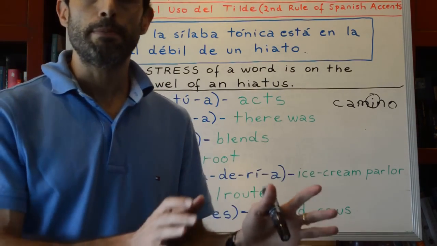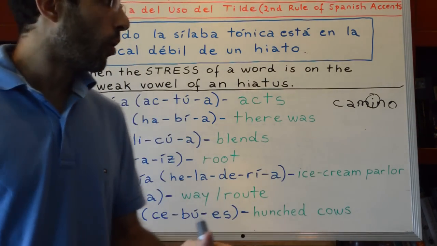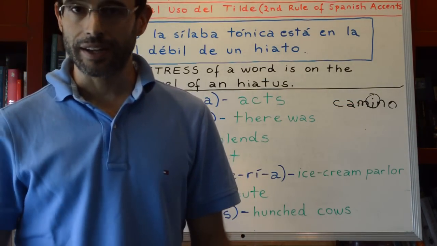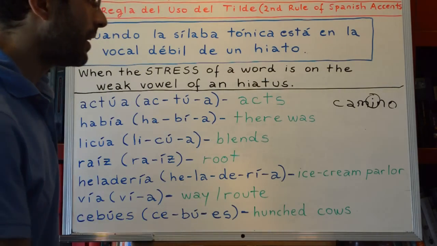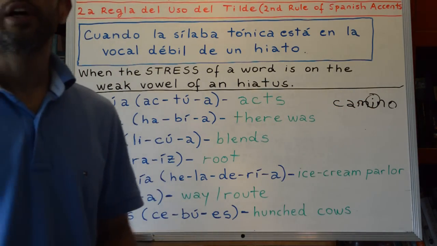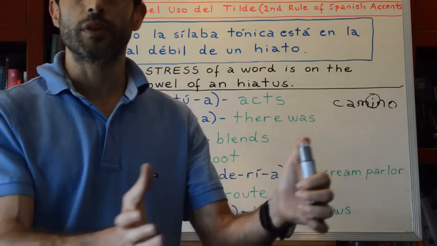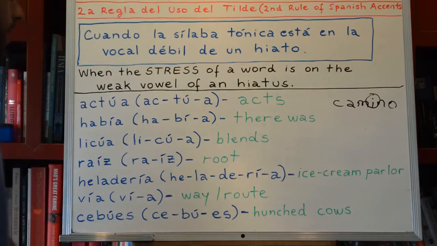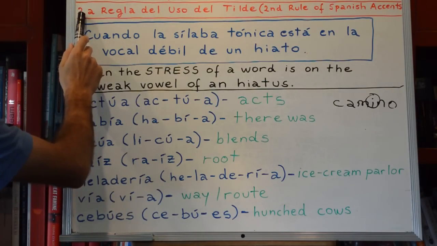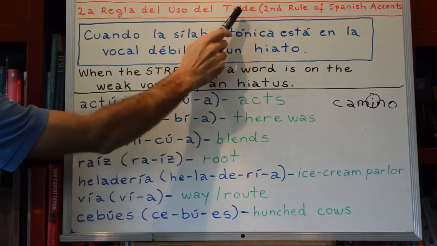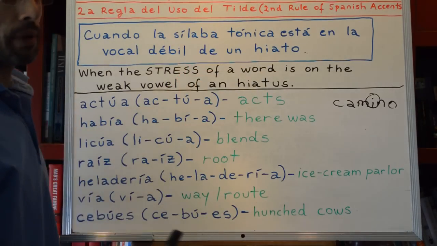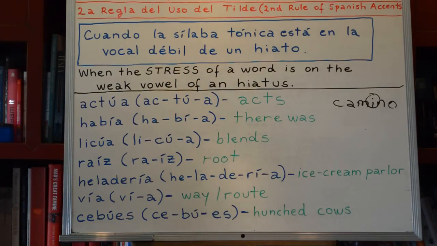I know that many Spanish speakers call the tilde accent, okay? However, this is technically wrong. Tilde is the little line you can see here, while accent is just the place where we have the stress of a word. Okay, now our title for today is Segunda regla del uso del tilde. Second rule of the use of the tilde, or the Spanish accent, right?